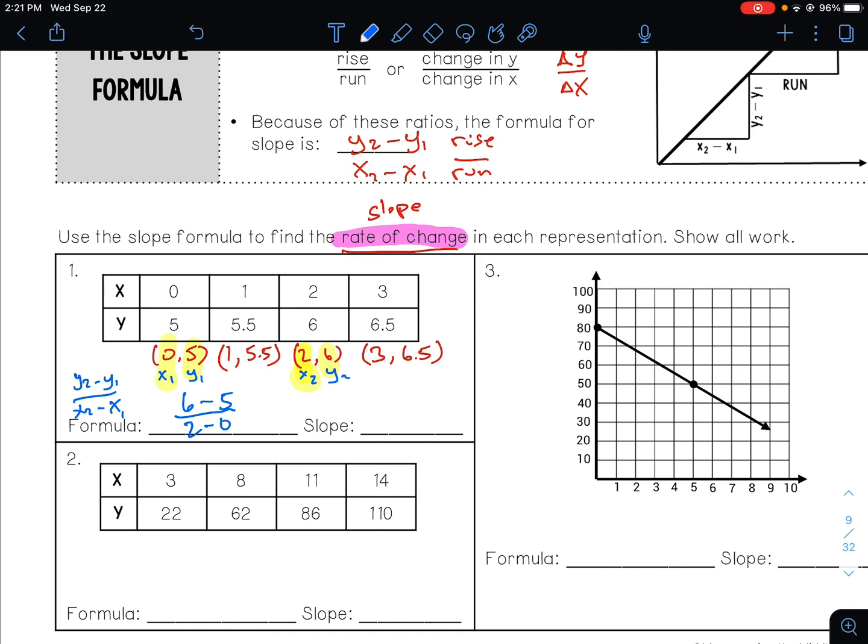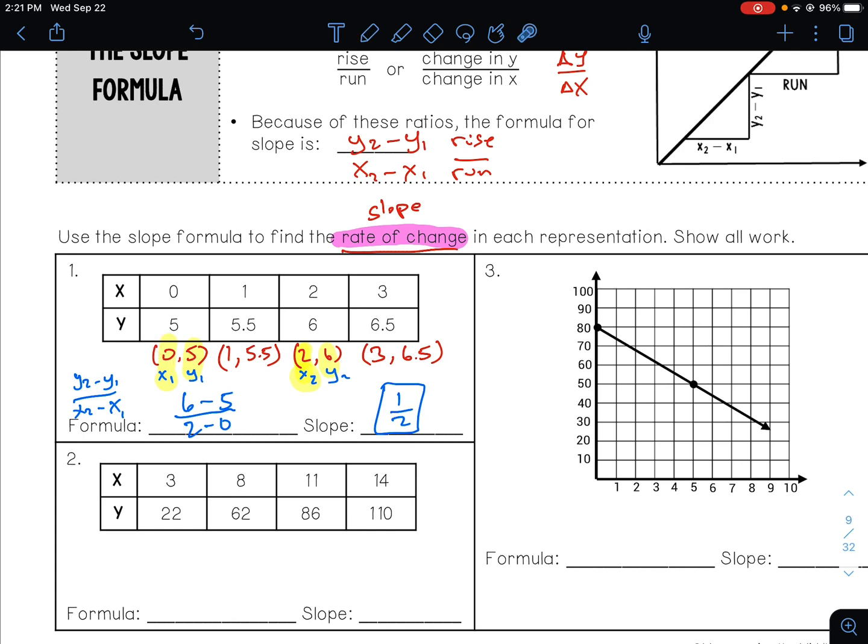So 2 minus 0. What is 6 minus 5? That's 1. What's 2 minus 0? 2. Our slope is 1 over 2. That's it. You just choose two of these points. It could have been any two points.